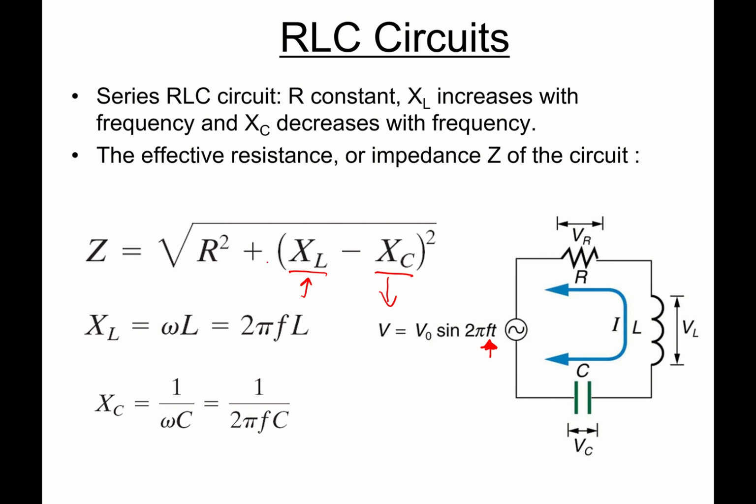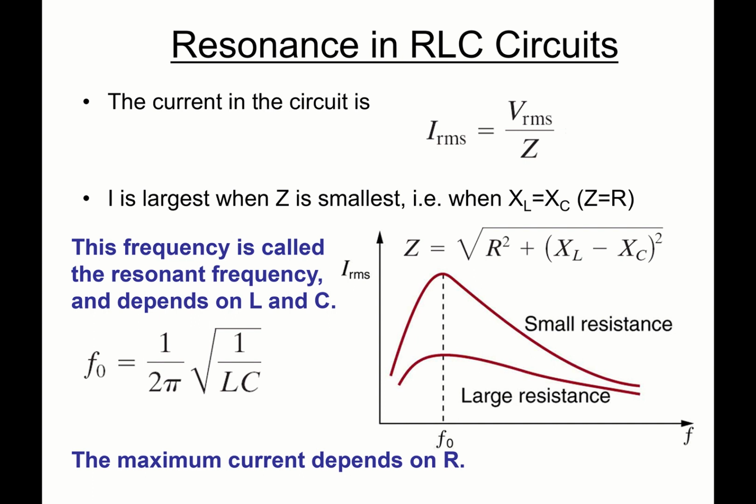And so then that second term in the total resistance, or impedance of the circuit, Z, is going to go to 0, so Z is just equal to the square root of R squared. We call that point resonance. So resonance occurs where XL is equal to XC, and the impedance just goes to R. So when XL is equal to XC, Z is equal to R, and the frequency at which that occurs we can find by setting XL equal to XC.